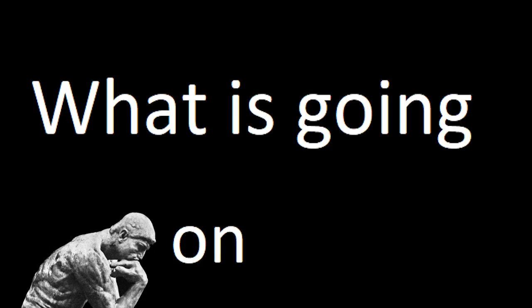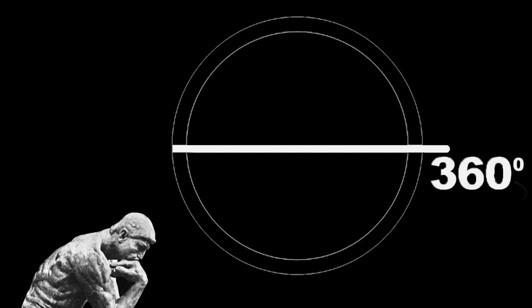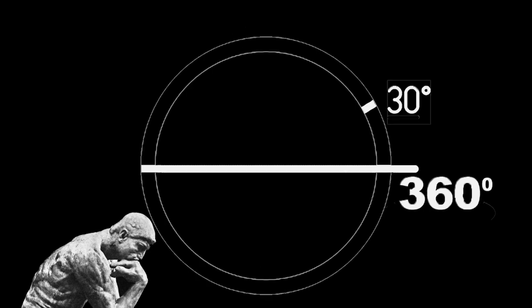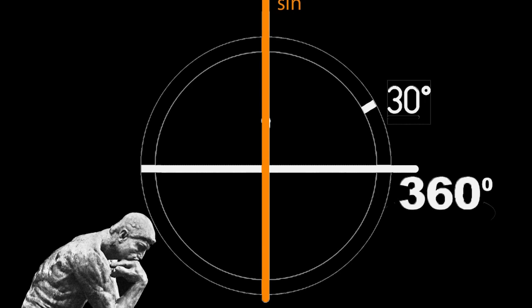What is going on with the circle? Let's get into a little bit of math. So, all circles are 360 degrees. That is cool. Now let's focus on 30 degrees. If we go up to 30 degrees, we can see that the sine value of 30 degrees is 1/2, which is also totally cool and fair.